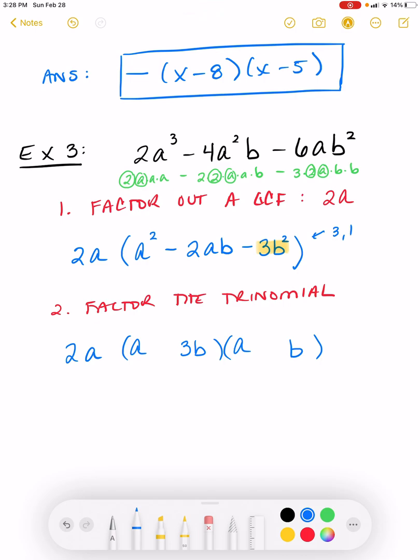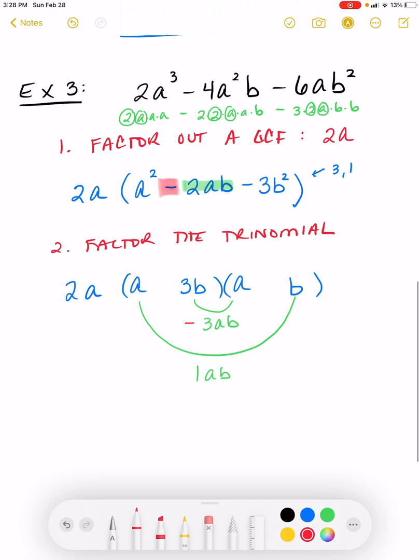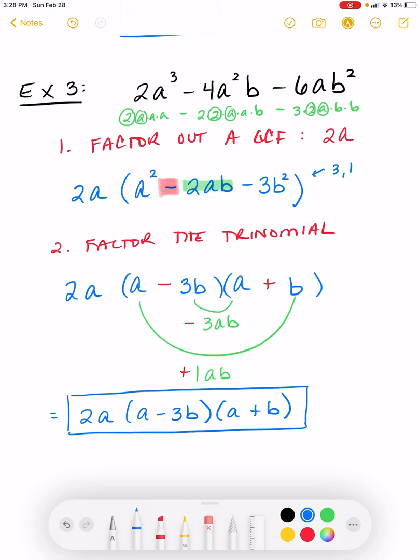And this is where we figure out, okay, this is the puzzle part again. How does the outer and the inner make a negative 2ab? Well, the outer is 1ab and the inner is 3ab. And so again, if this is a minus, then the bigger term has to be the minus. So if it is a negative 3ab plus 1ab, we can make a negative 2ab in the middle. All right, so the final factors are going to be 2a times (a minus 3b) times (a plus b). And when we multiply all that together, you get the original problem back.